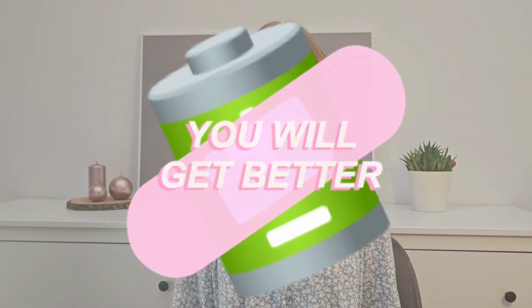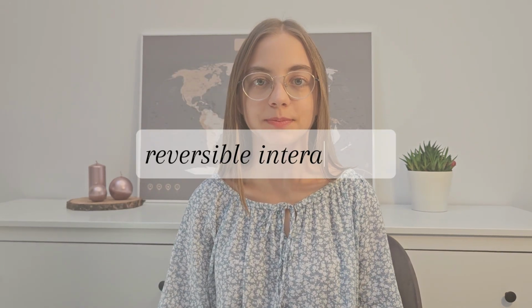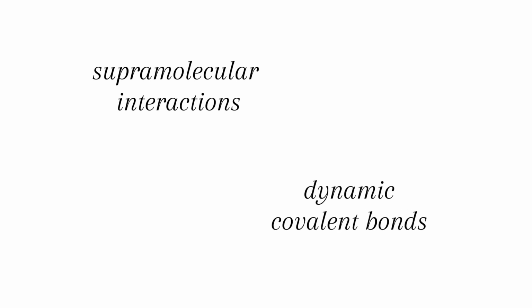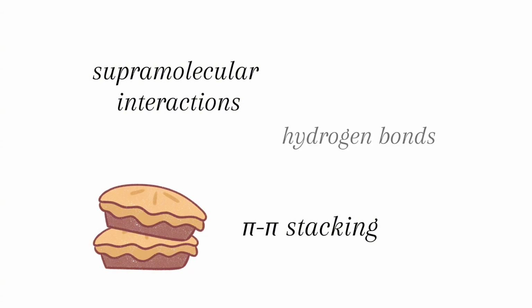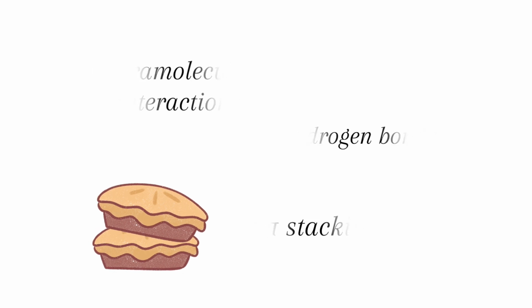Self-healing materials have the ability to, you guessed it, self-heal. Meaning they can repair themselves either autonomously or when triggered by an external stimulus. For the self-healing properties to occur, there have to be some reversible interactions between the molecules. Self-healing materials can take advantage of supramolecular interactions and dynamic covalent bonds. Supramolecular interactions include pi-pi stacking and hydrogen bonding. The interactions are easily re-established after the molecules are split.